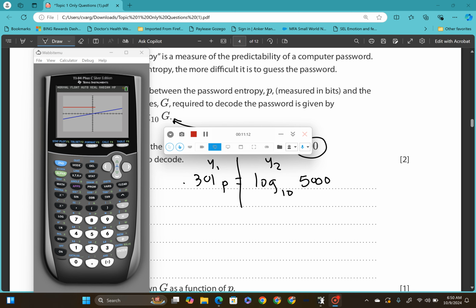And when you hit graph, you get something that looks like this. Now, we don't want to go up. We're actually good up and down, but we need to go more to the right so we can see where they meet. So we hit window, and we're going to change our X max. Let's go ahead and make this like 20. You just need to go a little bit over. Now you wait for it to graph.